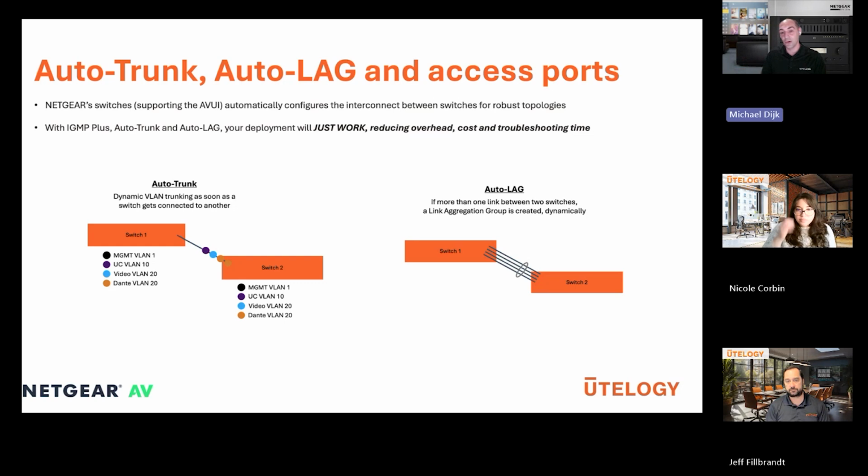Now, with that also comes a lot of manual configuration that the user needs to do. But with NETGEAR, we have some really cool features. So on the left, you see, for instance, auto trunk. The two things that we need to take care of are the VLANs on the switch. So we configure the VLANs on the switch.